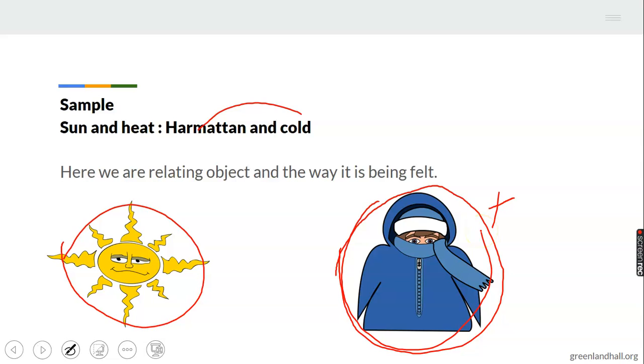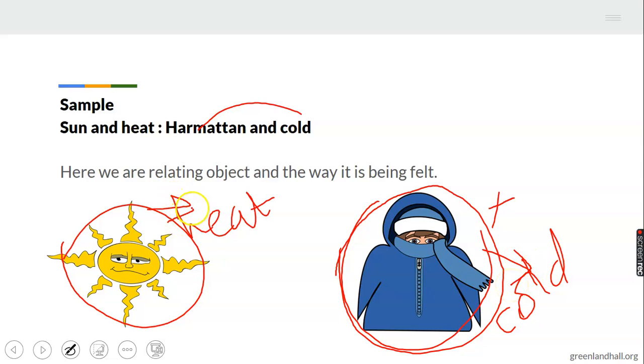Here we are relating objects and the way it is being felt. Sun is bringing out heat, while Amatan is bringing out cold. So that is the analogy. Cold is related to Amatan. Heat is related to sun. That is why we have heat and sun, Amatan and cold. Do you understand? Okay, let me give you another example.